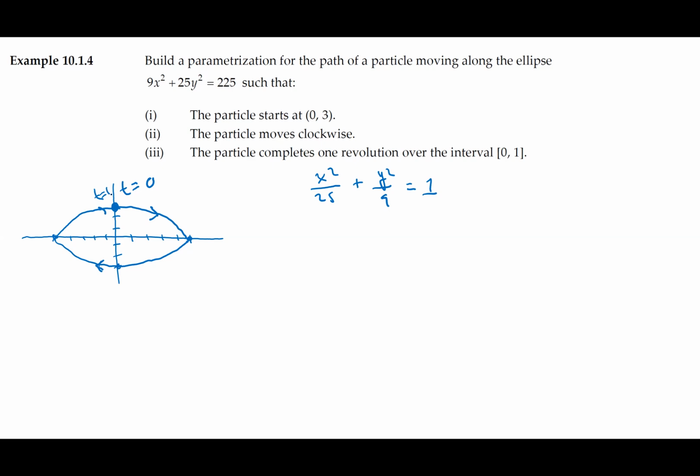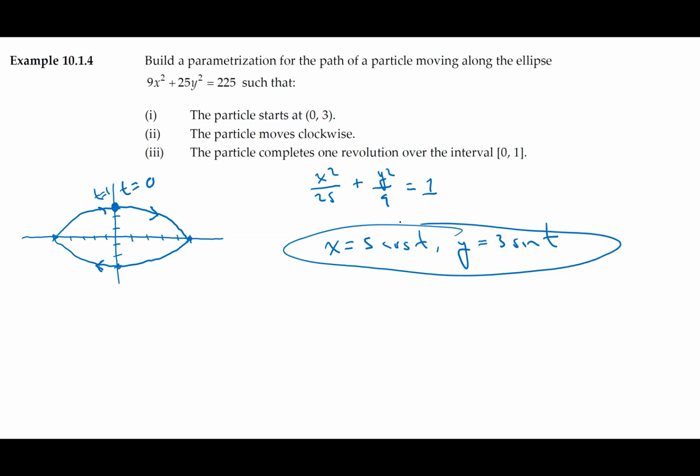Well, a first thought might be to let x be 5 cosine t and y be 3 sine t. After all, we've seen that this combination gives us that rotation, right? And it allows us to move along this path. But why is this wrong? Yeah, at time 0, if we were doing cosine for x and sine for y, then at time 0 we would be at the point 5, 0. We want to start at the point 0, 3. And so maybe we should rethink that.